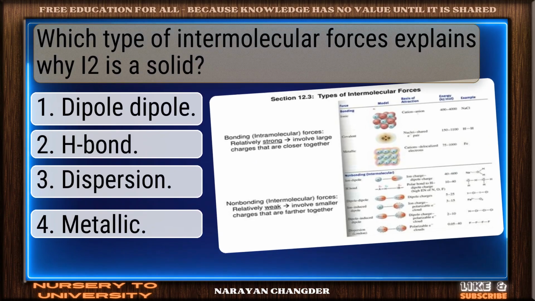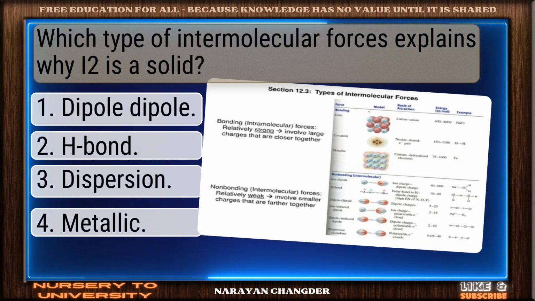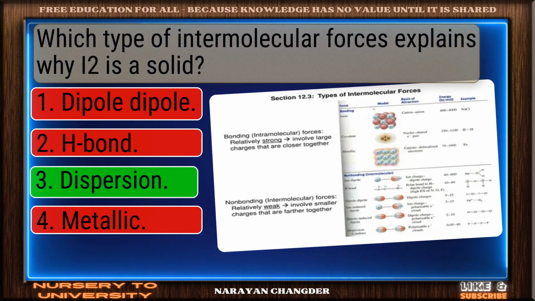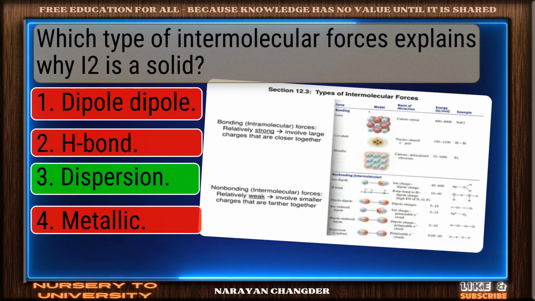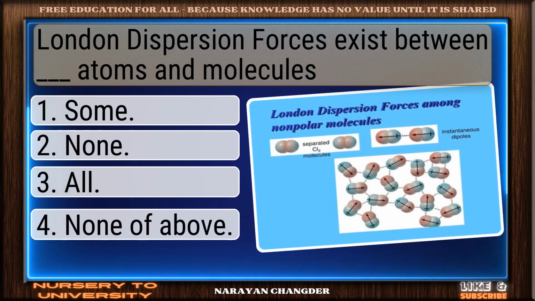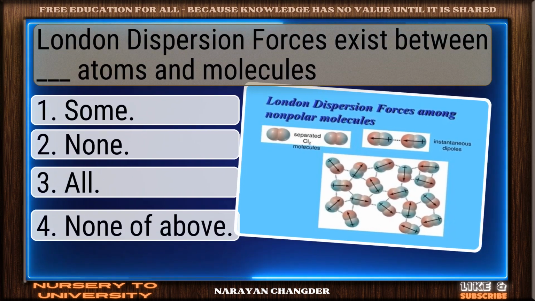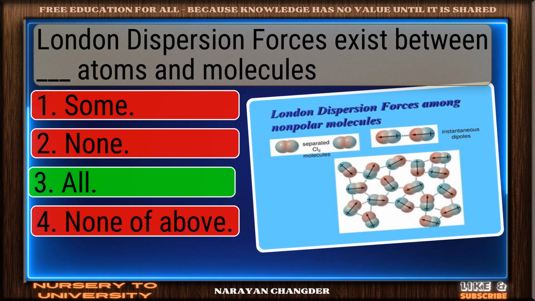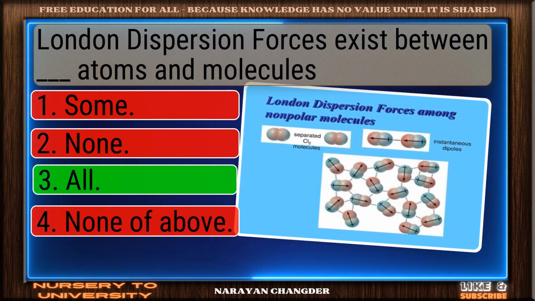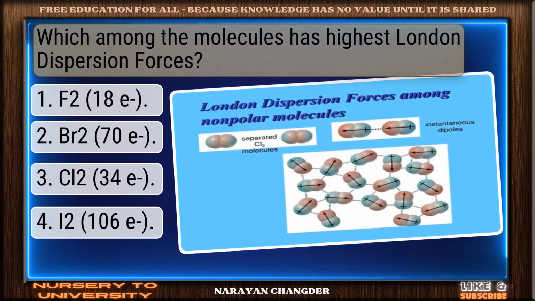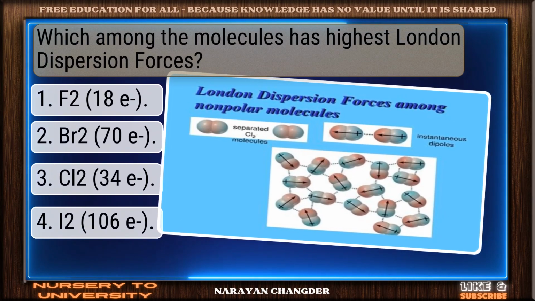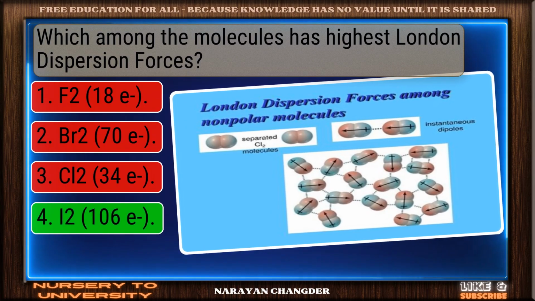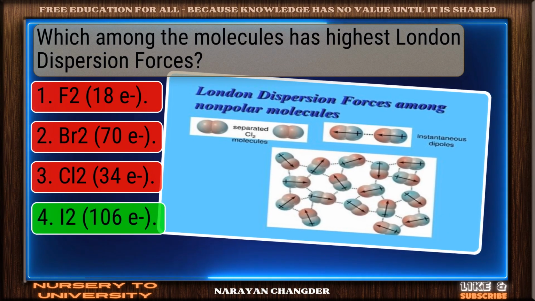Which type of intermolecular forces explains why I2 is a solid? Nice selection. Dispersion is the correct and valid answer. London dispersion forces exist between dash atoms and molecules. Excellent choice. All is the right answer. Which among the molecules has highest London dispersion forces? Smart move. I2 is an accurate answer.